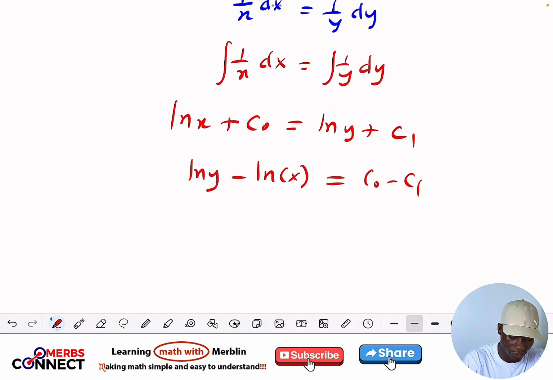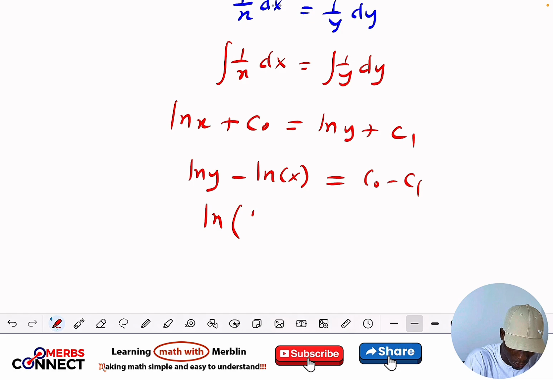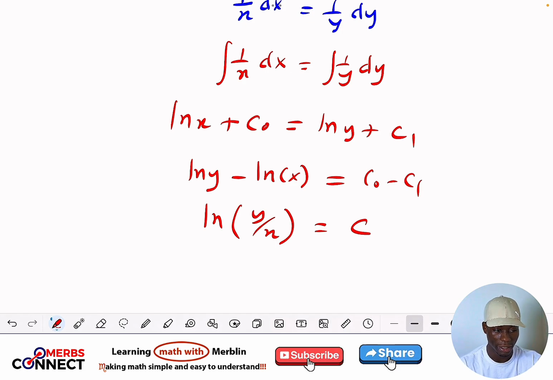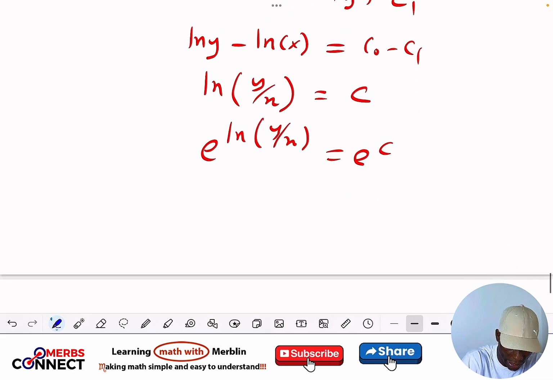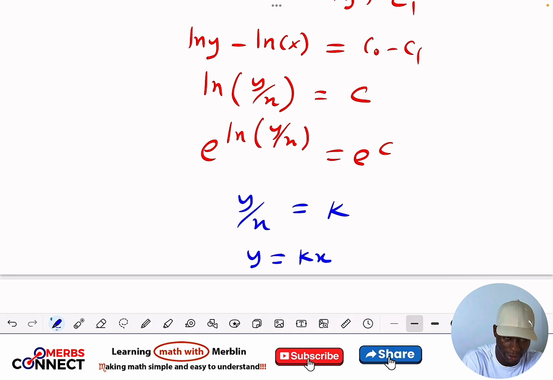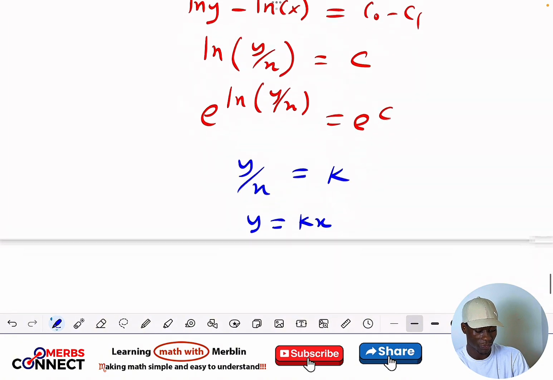Now, when you are using the law of logarithm, this can be written as y over x, which is equal to, I can write this one as c. A constant minus a constant is a constant. Then what I can do here is pick e on both sides, so y over x is equal to e to this. Ln and e are inverses, so this is the same as e to the power of a constant, which is also a constant, so I can call it a constant k, and here y will be equal to kx. So this will be the solution for this question.